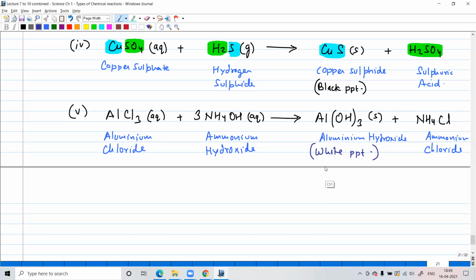So aluminum chloride reacts with ammonium hydroxide to give you aluminum hydroxide and ammonium chloride. Same displacement reaction is taking place over here. Aluminum bonding with OH gives you aluminum hydroxide. Chloride goes with ammonium to give you ammonium chloride.